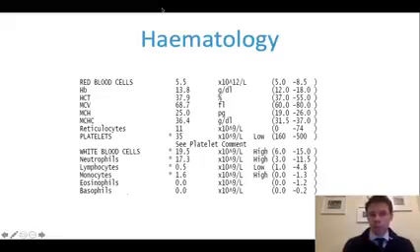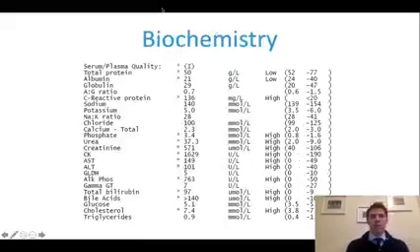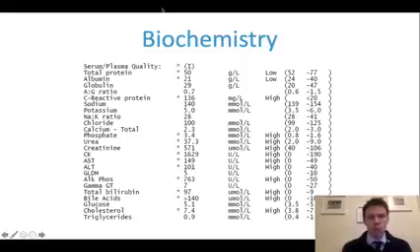It was nonetheless quite a significant issue. There was a neutrophilic leukocytosis as well, and mild monocytosis. So let's turn to the biochemistry. In this case, you've got a mild hypoalbuminemia.